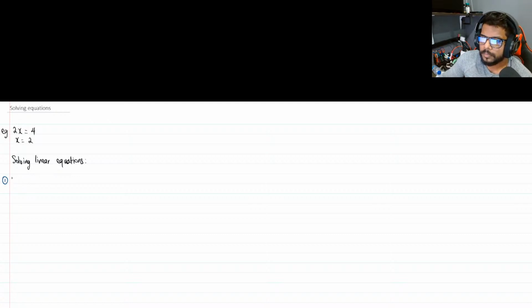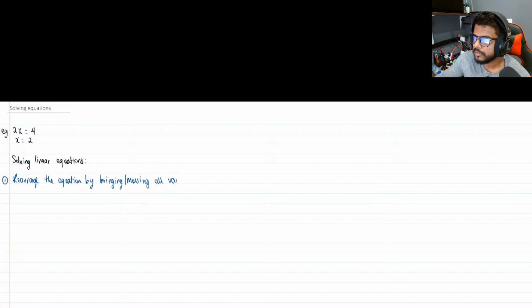Step 1: First, we rearrange the equation by bringing or moving all the variables on the left hand side and all other terms on the right hand side. Tell me if the text is too small for you, I'll zoom in a little bit.